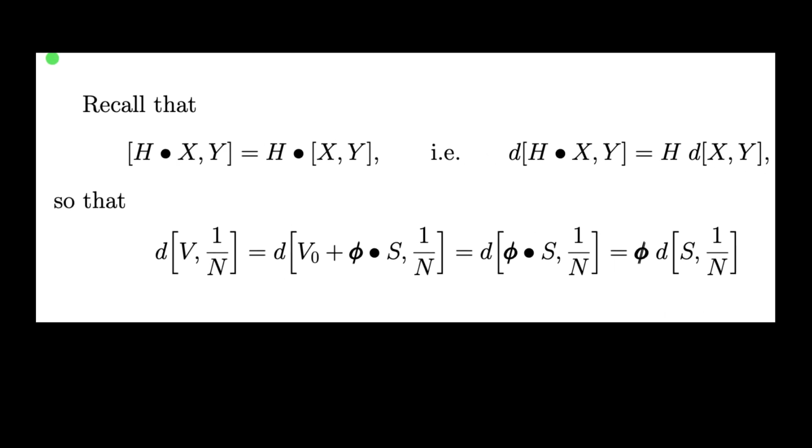Before we prove the result, recall the following facts from stochastic calculus. Square brackets H • [X,Y] is equal to [H • X, Y]. And thus the differentials satisfy the following relation here. In particular, if we look at the differential of the covariation of the value process with 1 over the numeraire, then the value process is given as follows by the self-financing condition. Of course, V0 isn't changing, and so that just leaves us with this result here, which by the line above simplifies to the following.